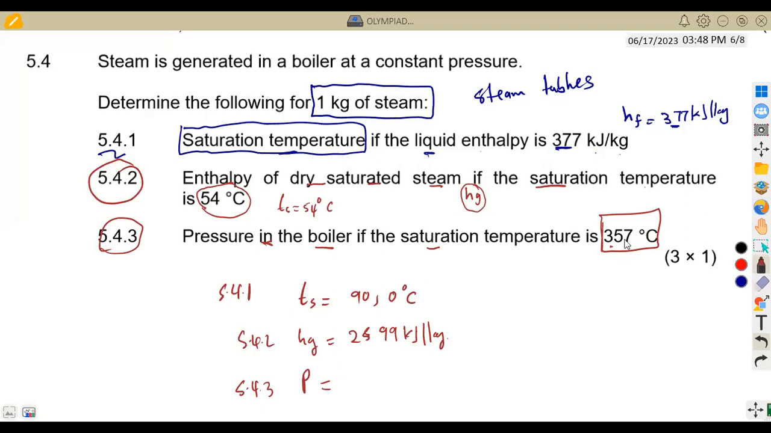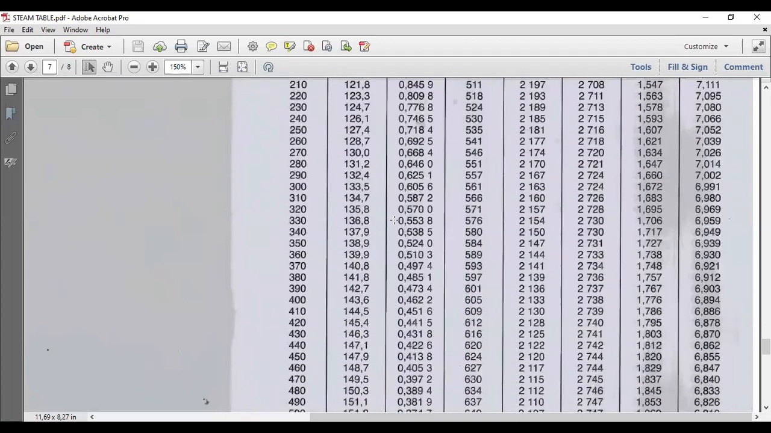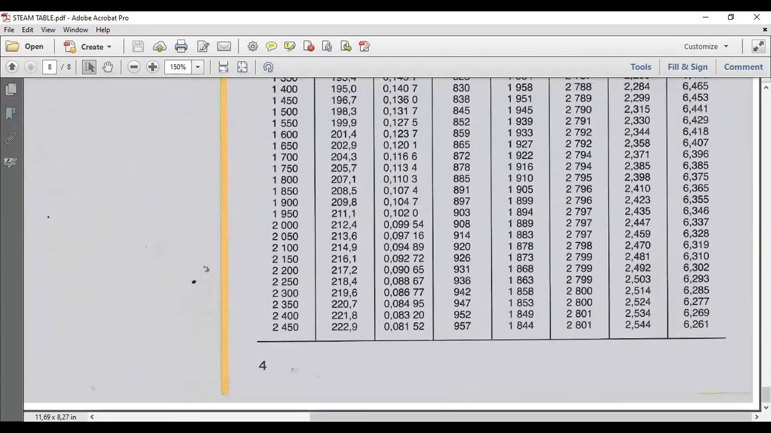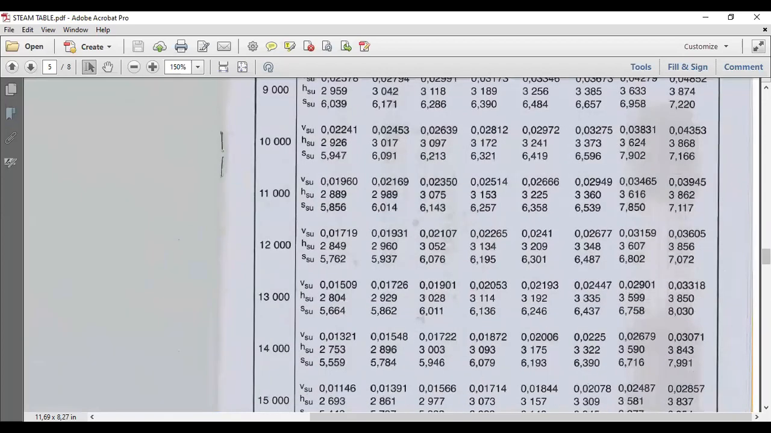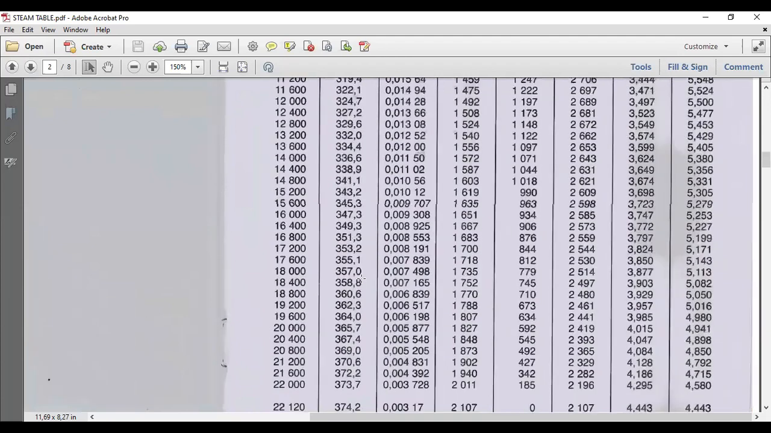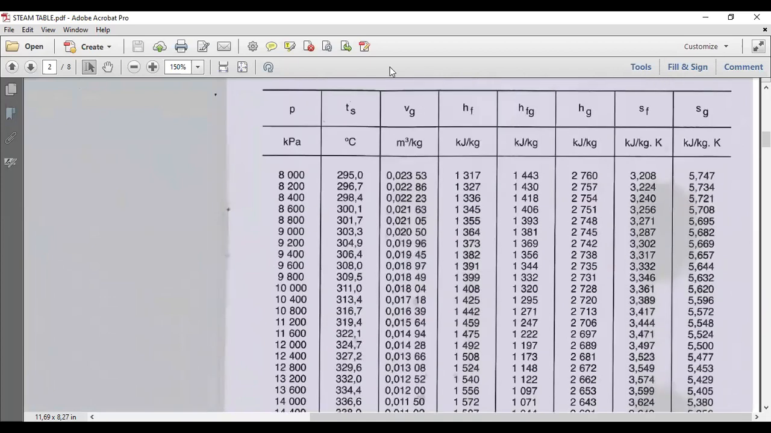Let's get to our temperature, 357. We need 357 on our steam table. Here we have got up to 222. Let's check on top here, 300. We are given temperature and we want pressure, and if you check, your pressure here is measured in kilopascals.